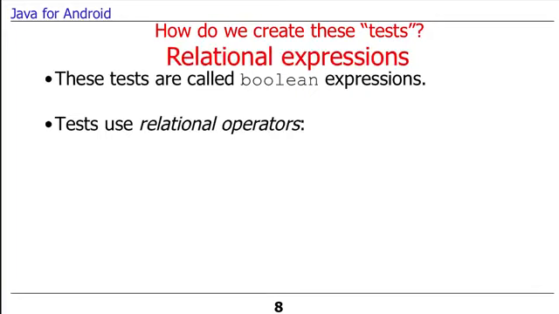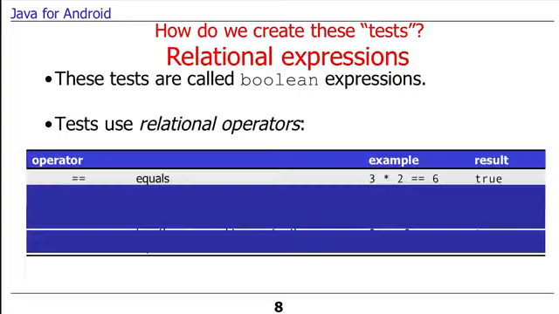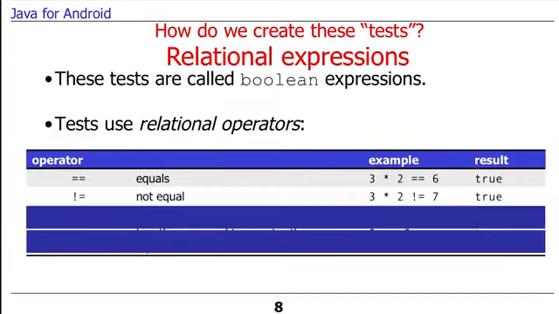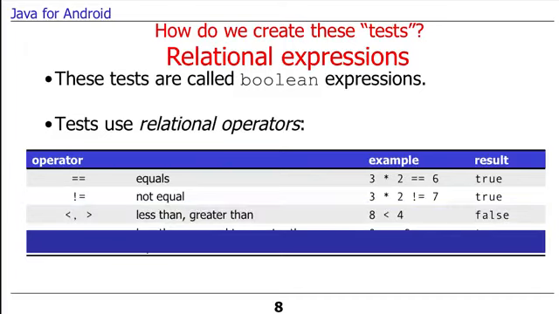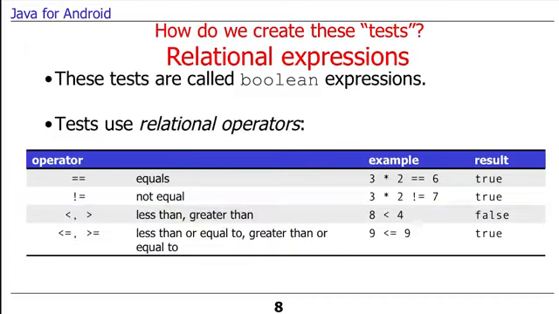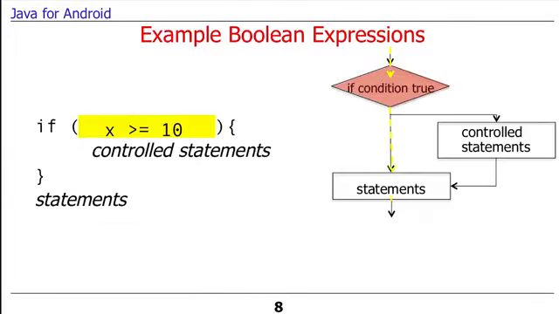We're going to need to learn to write relational expressions. Each relational expression results in a Boolean value of true or false. We often call these Boolean expressions. Here's a table of relational operators that we use in Java, which shows syntax for equals, not equal, less than or greater than, and less than or equal to, greater than or equal to. Here are a few simple examples. Each Boolean expression results in true or false, causing the controlled statements to be executed or bypassed.